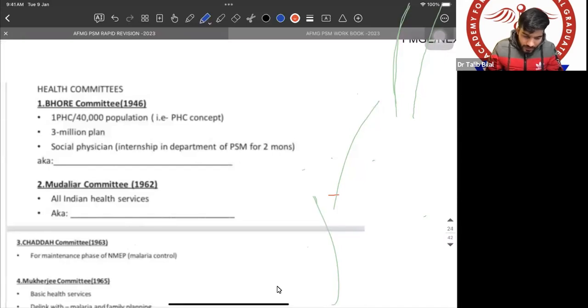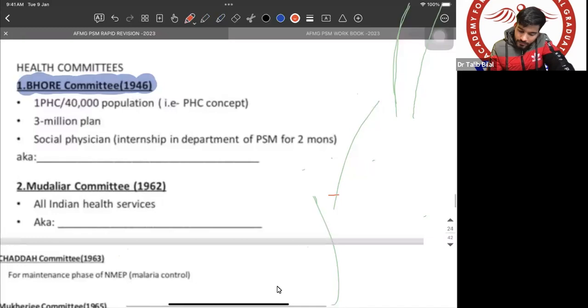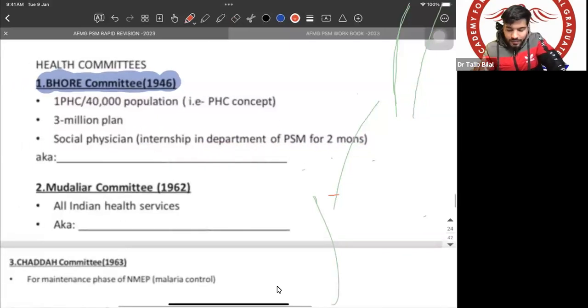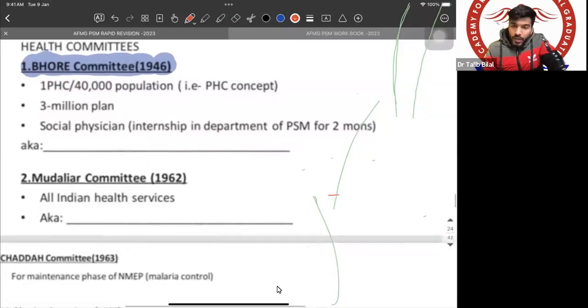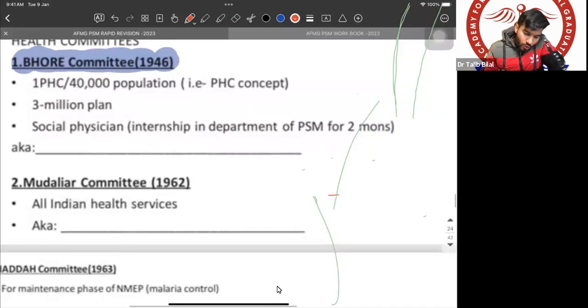Let's discuss all these committees, guys. First, the Bhore Committee. So this Bhore Committee told us that you have to do internship in the department of PSM for how many months? For 2 months, but now it's for 3 months. Just remember that the internship in the department of PSM was planned by the Bhore Committee. It's also known as the Health Survey and Development Committee.